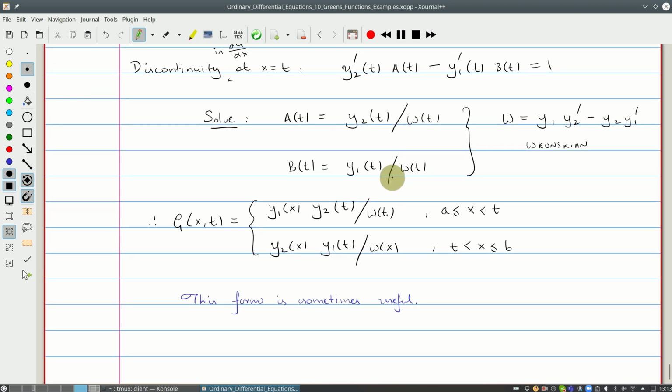And this lets us then write the Green's function in terms of the Wronskian. So we have y1 of x times y2 of t divided by the Wronskian at t, and y2 of x times y1 of t divided by the Wronskian at t. Sorry, not x, this is t.